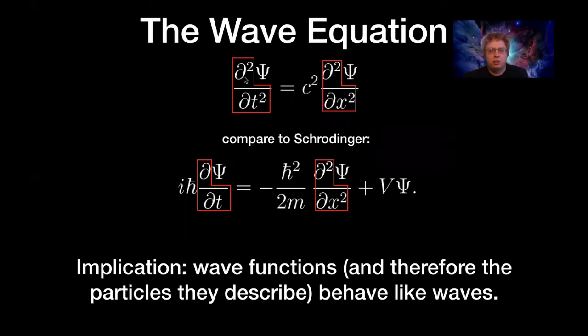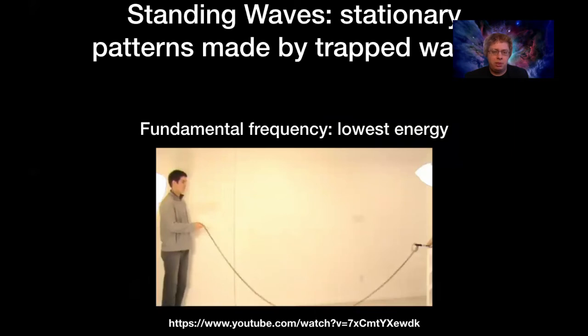The wave equation describes the change of something that looks like the Schrödinger equation's wave function in time, and relates that to the change of that thing in space, in position, just like the Schrödinger equation does. So the implication here is that wave functions, and therefore the particles that they describe, behave like waves, hence the name wave function. So what does that mean for us?